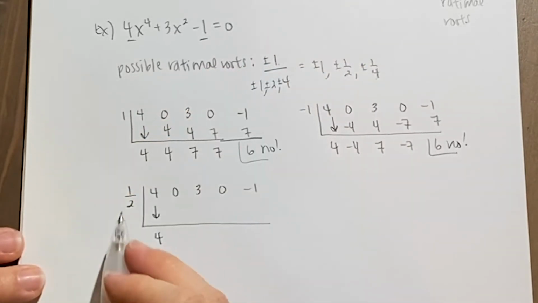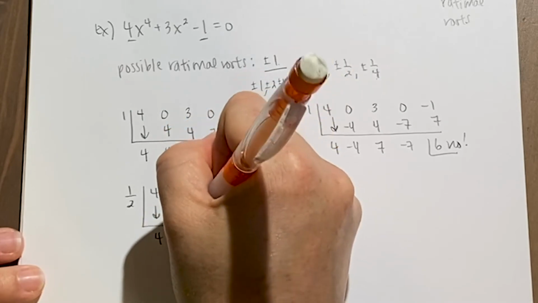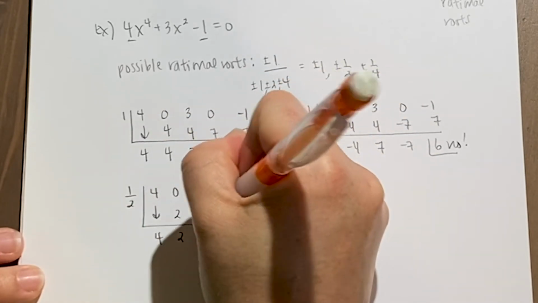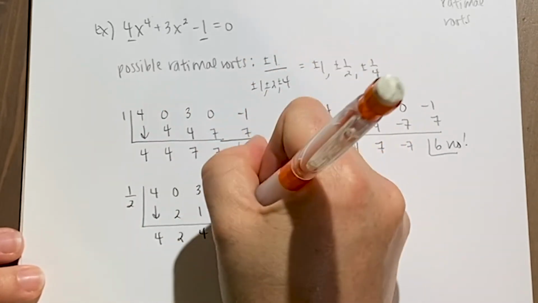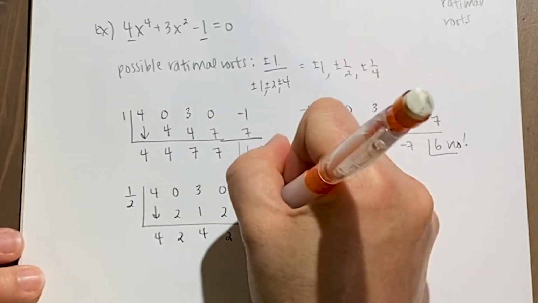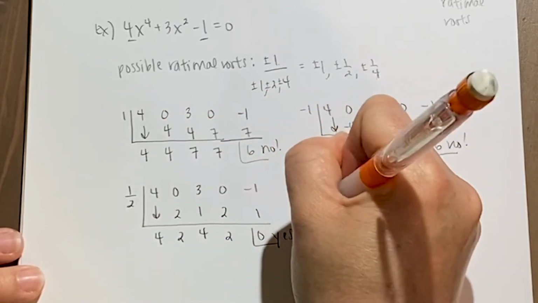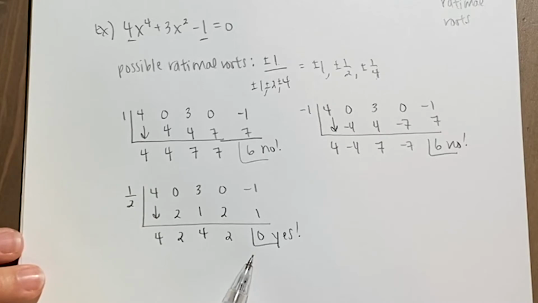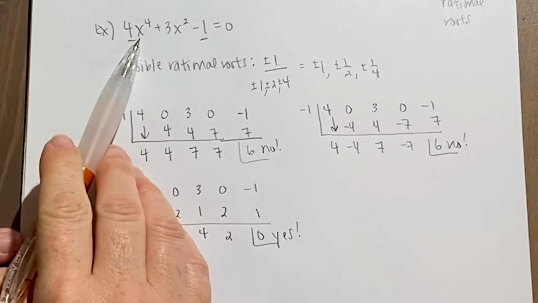Feeling lucky with this one. Half of 4 is 2. Then we add. Half of 2 is 1. We add. Half of 4 is 2. Half of 2 is 1. And there we go. Yes! All right, we got a 0 remainder. So when we get a 0 remainder, that means that 1/2 is a root to this equation.